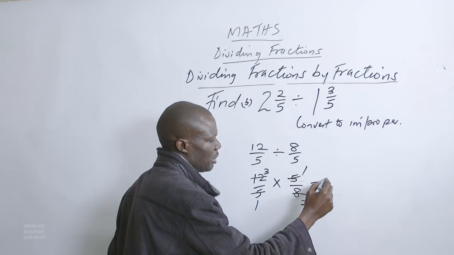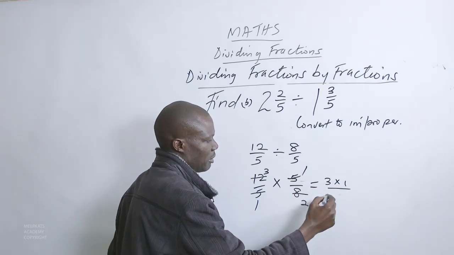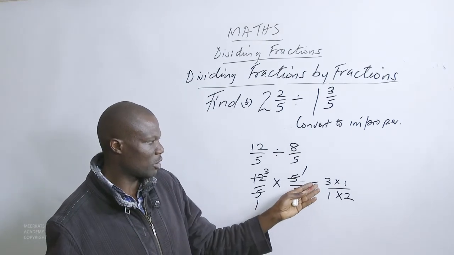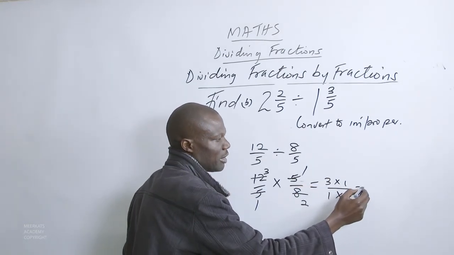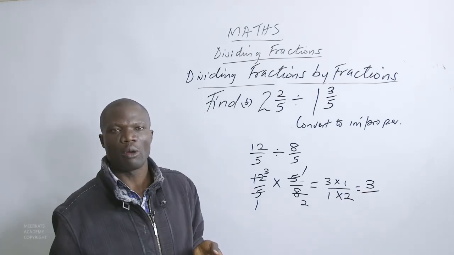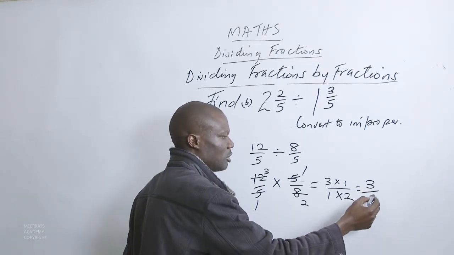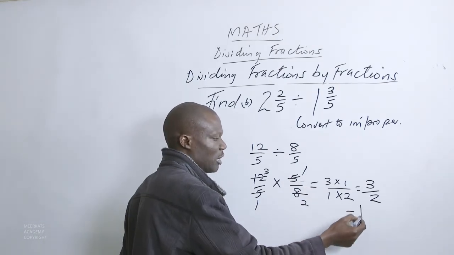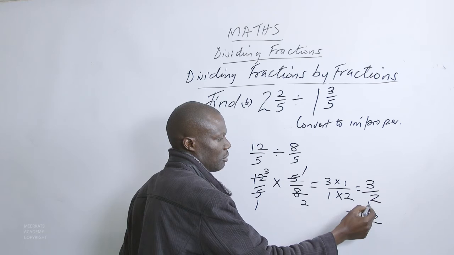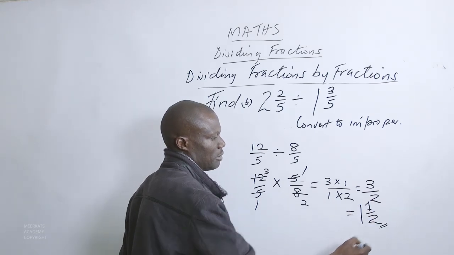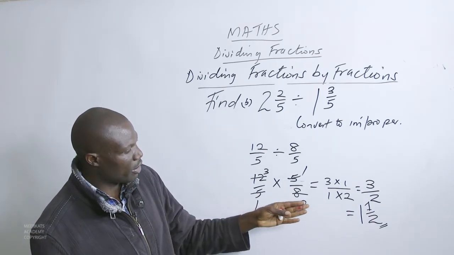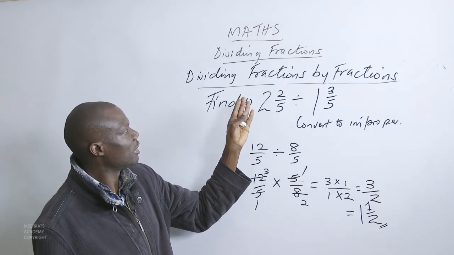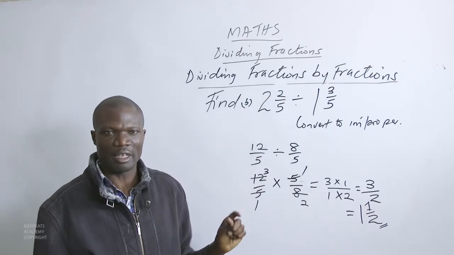So we have reduced this to 3 multiplied by 1 over 1 multiplied by 2. So 3 times 1, you get 3, and 1 times 2, you get 2. When you simplify that further, you'll get a mixed numeral of 1 and 1 over 2. So we have been able to divide fractions by other fractions.